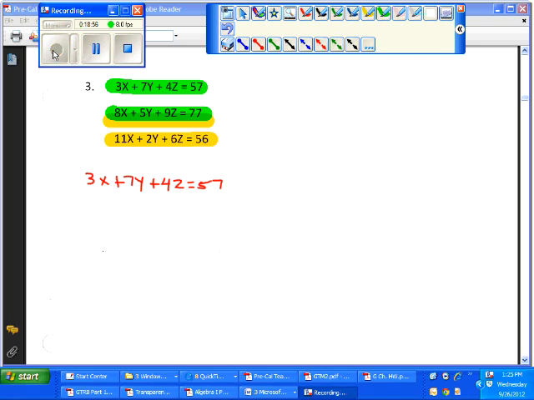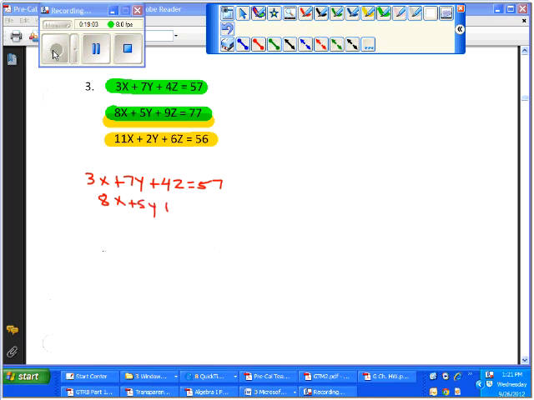So we're going to take the top 2 and eliminate a variable, and then we're going to take the bottom 2 and eliminate that same variable so that we get down to 2 with 2. And we decided to get rid of the z's. The least common multiple between 4 and 9 is 36. So we want a positive 36 and a negative 36.